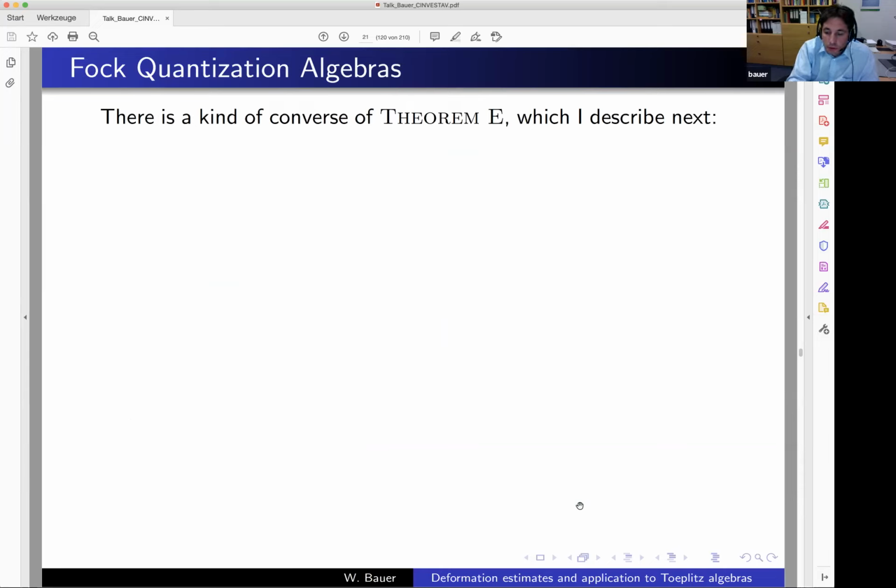So the question is, now we found certain symbols for which the semi-commutator converges to 0 if the semi-classical parameter goes to 0. And you may ask, did we miss something, or is there some maximal space where this works? So I want to explain some kind of converse of this statement in the case of the Fock space again.